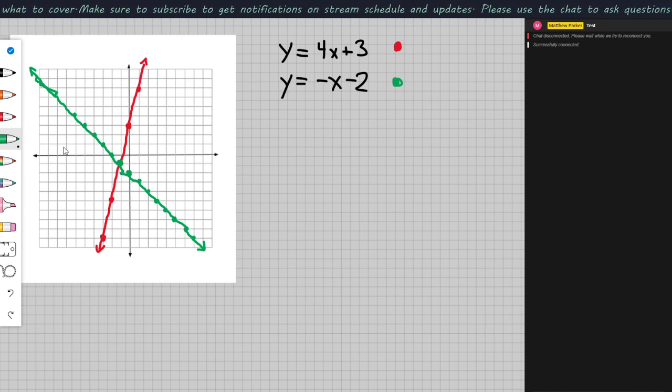All right, so it crossed only at one spot, and it crossed at -1, -1, because that's where we can see right here. So our solution is going to be -1, -1. This would be our answer. And then I'm going to write that over here to check with substitution, just to make sure it's the answer.